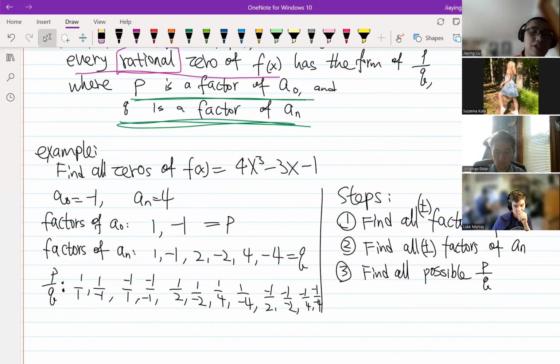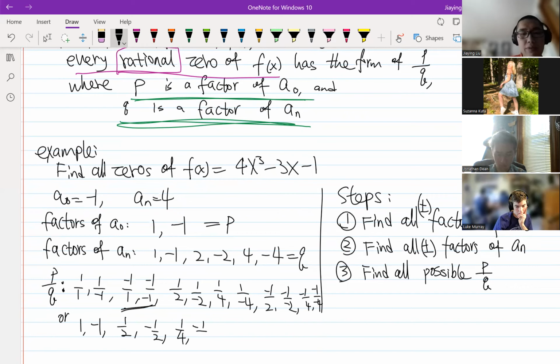But if we look at each of those values, really not that many, because we have 1/1 is 1, 1/-1 is -1. And then the next two are repeating, so I'm not even going to write those two. Then I have 1/2, 1/-2, that's a -1/2. Then I have 1/4, 1/-4, which is -1/4. But then the rest are repeating again, right? Because -1/2 is -1/2, I already have it. And those last four are repeating.